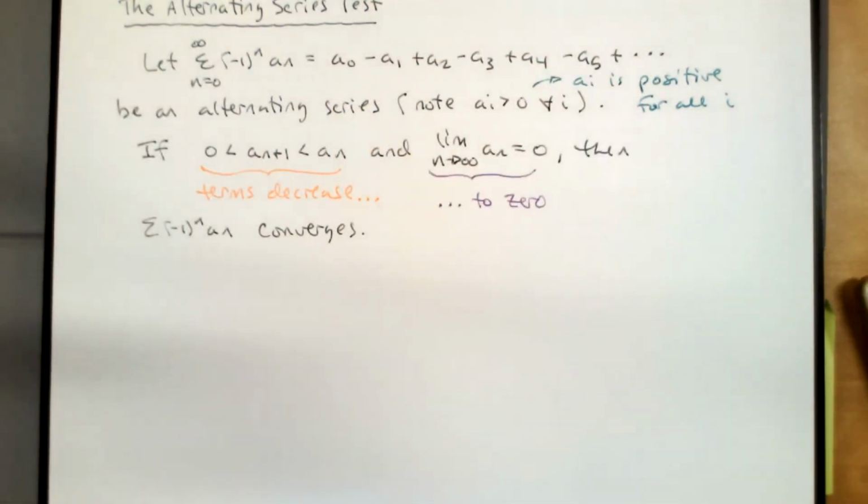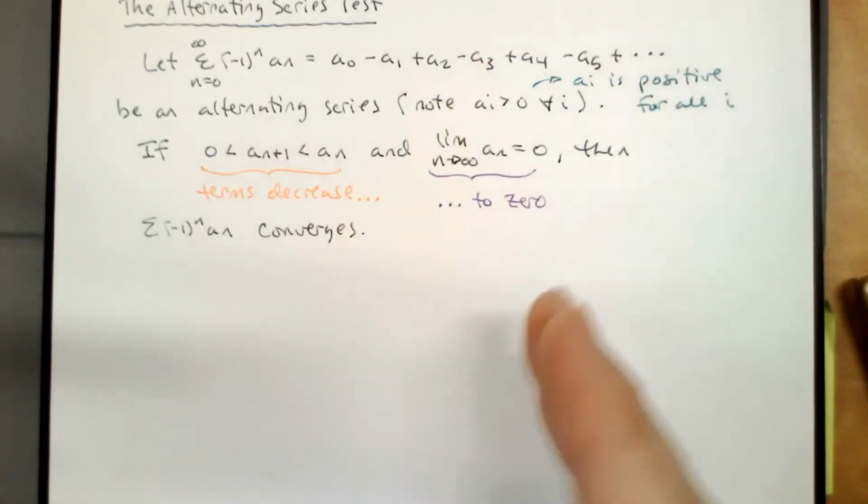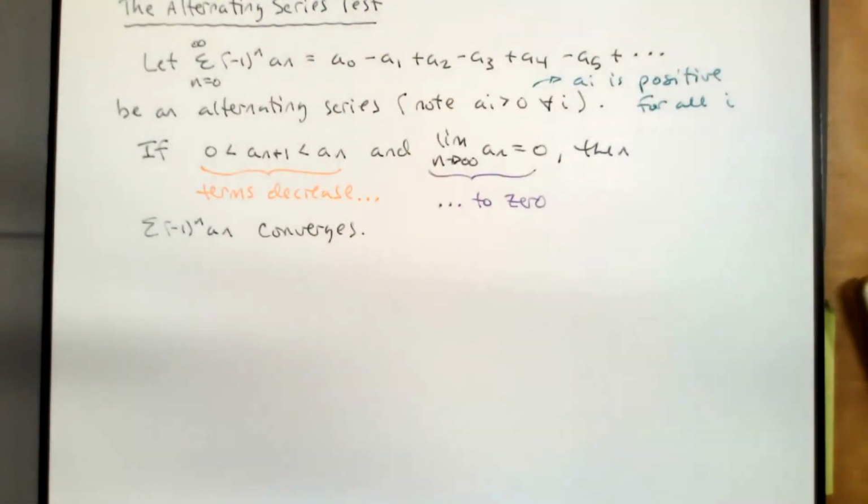Brrr. Right? So if you get in trouble, you get grounded, you sit there. Brrr. That's the alternating series test. We add something, then we subtract a little bit less. Then we add a little bit less. Then we subtract a little bit less. We are clearly going to be zeroing in on something.